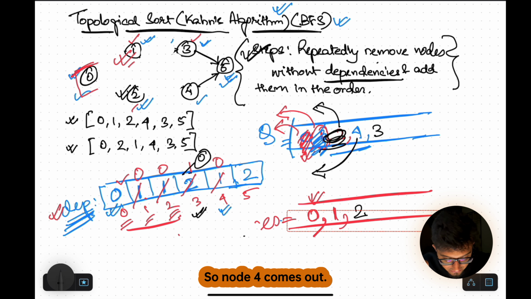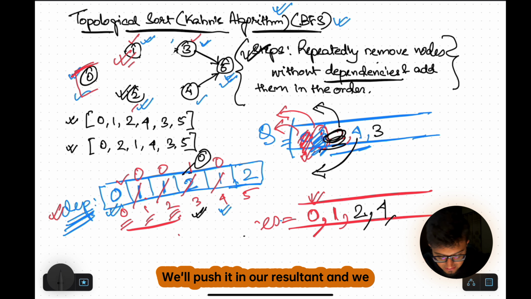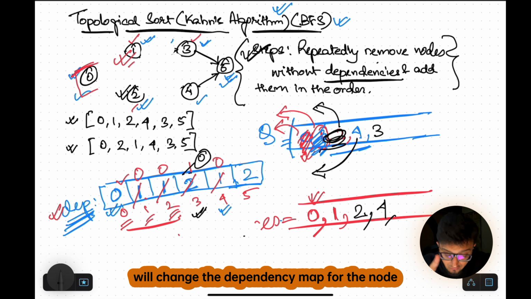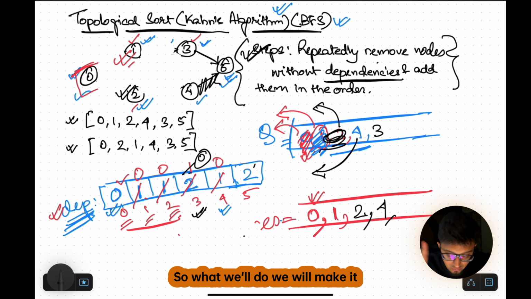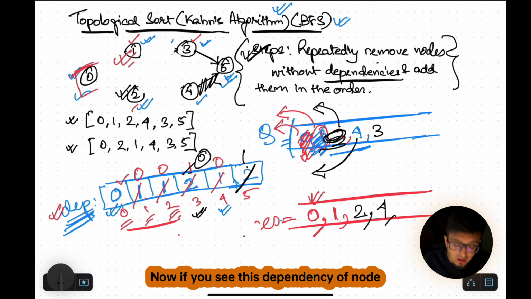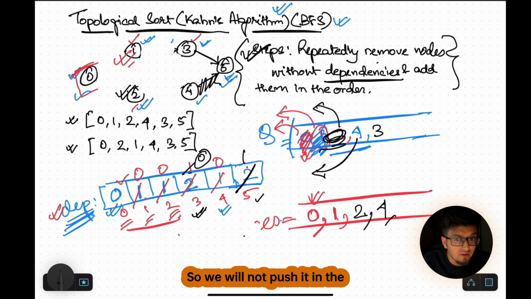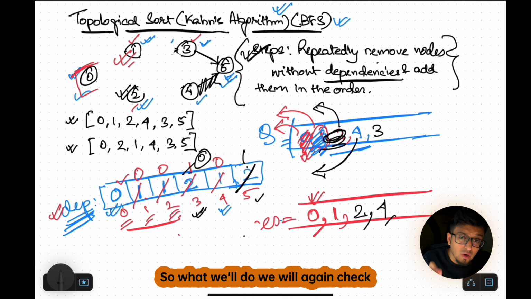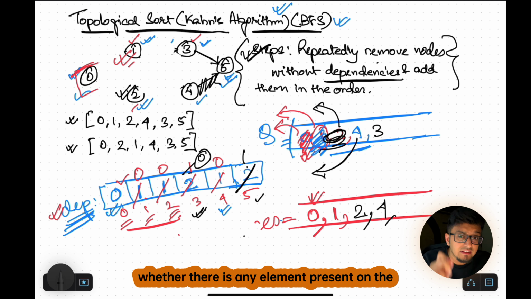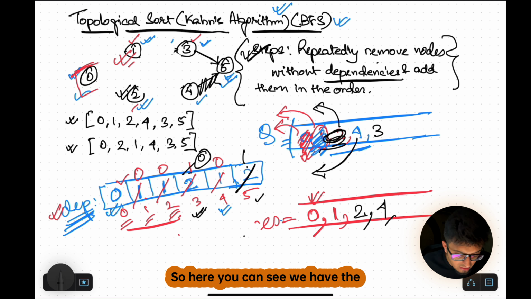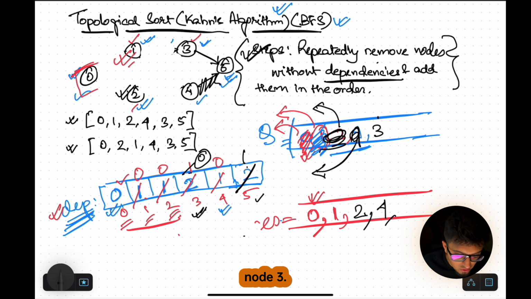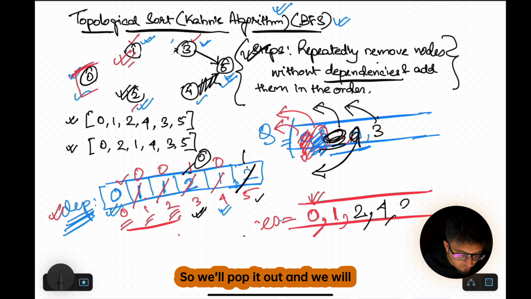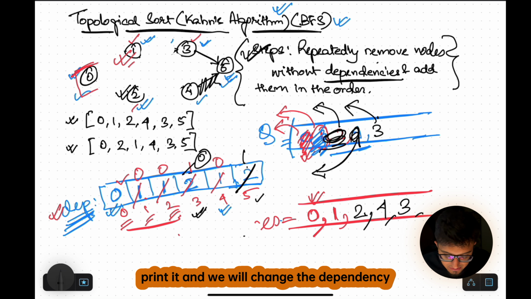So node 4 comes out, we will push it in our resultant and we will change the dependency map for node 5. So we will make it 1. Now if you see, the dependency of node 5 is still 1. So we will not push it in the queue. So we will again check whether there is any element present in the queue or not. So here you can see we have node 3. So we'll pop it out and we will print it and we will change the dependency tree.